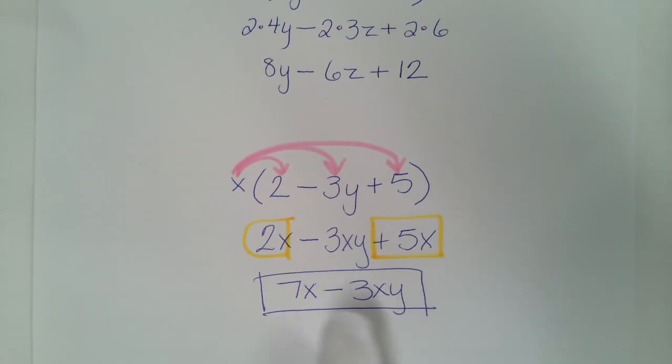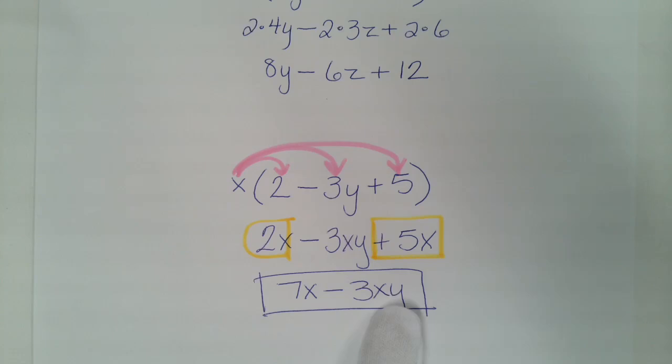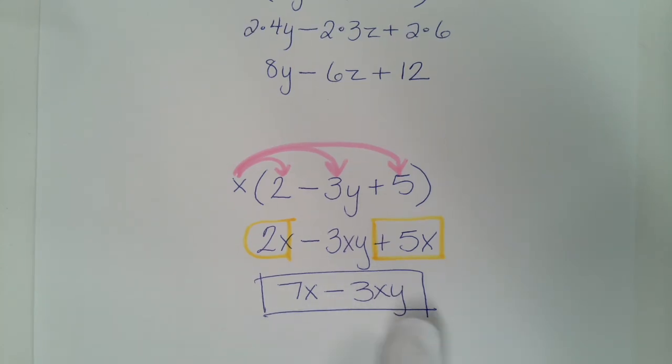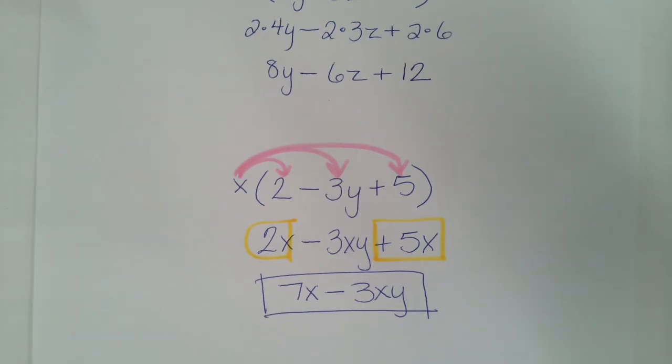We cannot combine these because they are unlike terms. This one has an x and this one has x times y. So although they both share an x, they don't have matching variable parts. One just has an x and one has an xy.